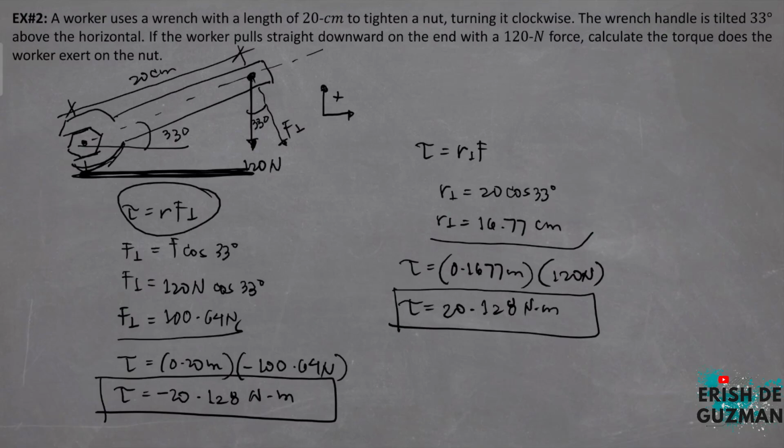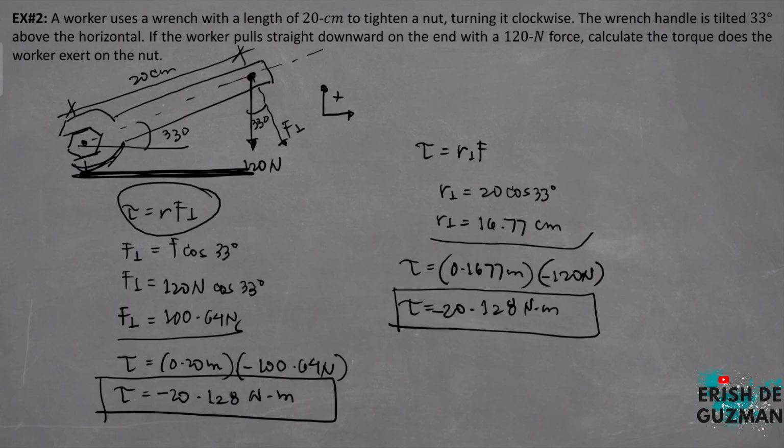Sa una, ang in-adjust natin is yung force. Hinanap natin yung force perpendicular. Sa second solution naman, in-adjust natin yung radius. Hinanap natin yung radius perpendicular. Again, this is negative ulit, kasi yung torque acts to give a clockwise rotation. Both of the methods we used gave the same answer for the torque as should be the case.